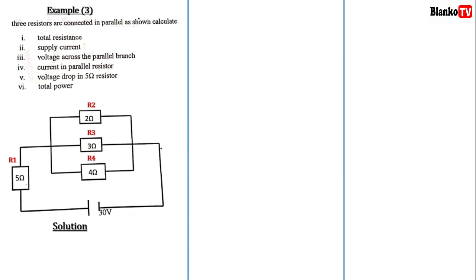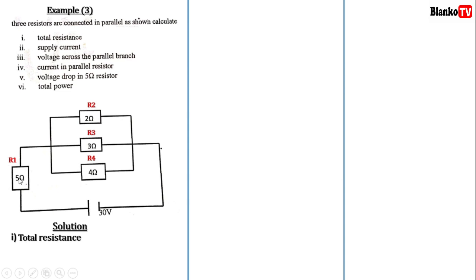Okay, so the first one says we should calculate the total resistance. All right, so what we are going to do is calculate the parallel resistance first. We have resistors R2, R3, R4 connected in parallel and then connected in series to R1.